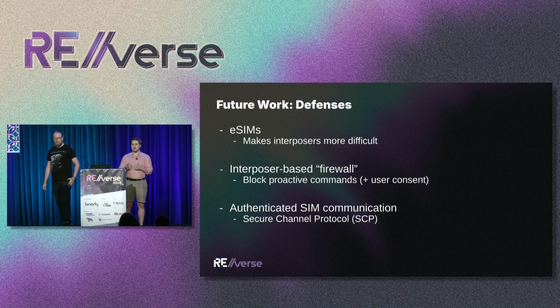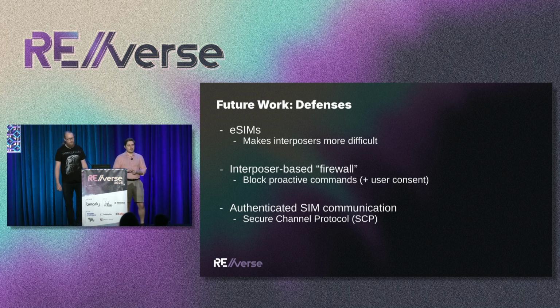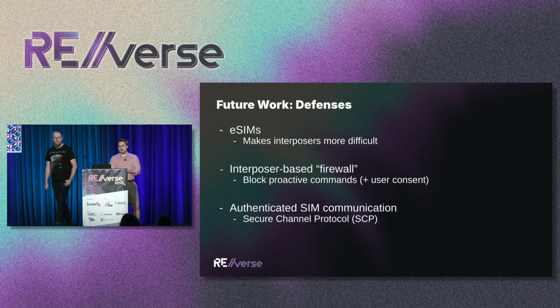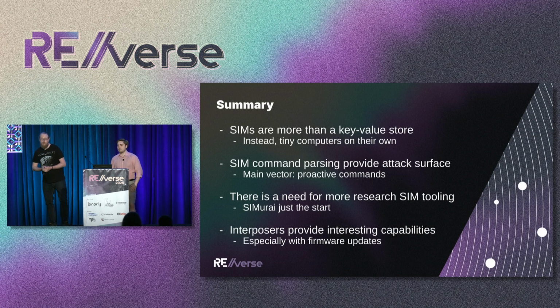There's also another thing you can do, which is use the interposer not to attack, but to defend. If you can drop these proactive commands coming in from the SIM to the phone, then you can totally prevent this attack surface from ever being a problem. And then there's also the secure channel protocol, which has been standardized for decades already, but is just not used by commercial SIMs. They could probably prevent the entire problem of interposers altogether if they just used this secure channel protocol.